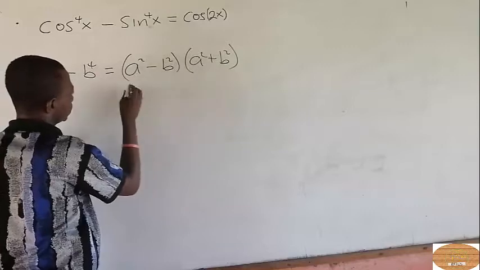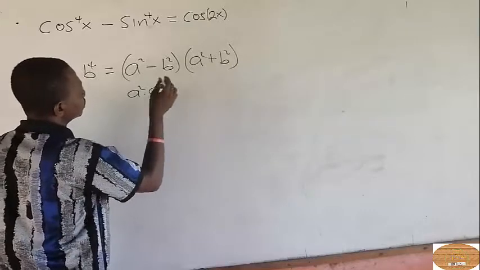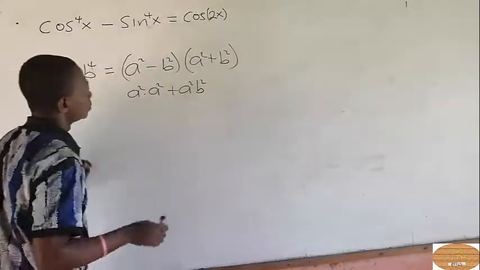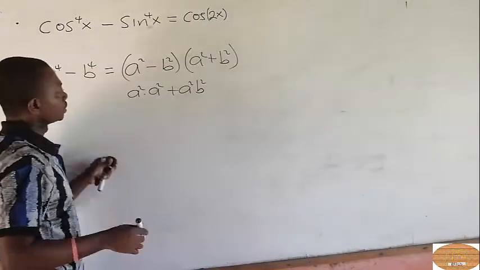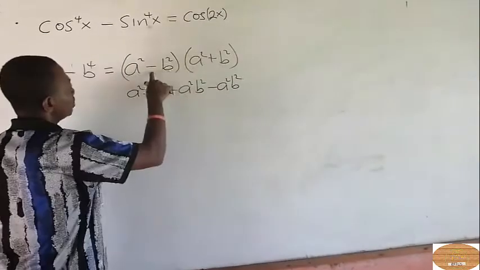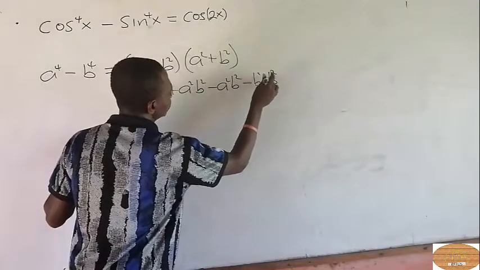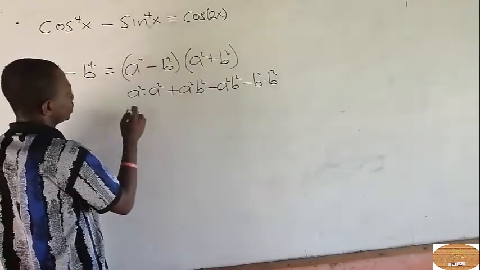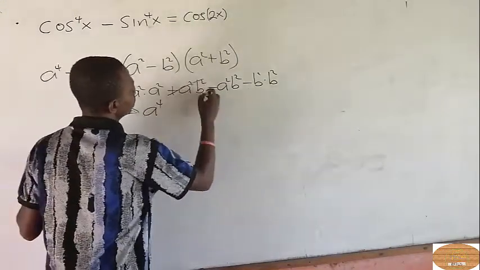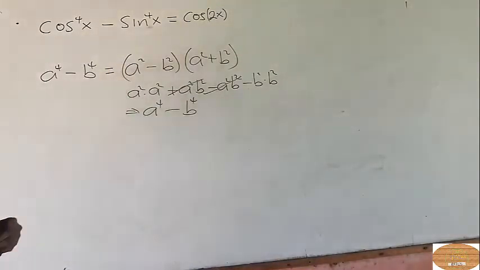So this one times this, you get a to the power 2 times a to the power 2. Now this one times this, we get plus a to the power 2 b to the power 2. Now this one times this is minus a to the power 2 b to the power 2. Then minus b squared times this one, we get minus b squared times b squared. Alright, so let's add the exponent, so a to the power 4. This one will cancel this, minus b to the power 4. This one is also understandable.